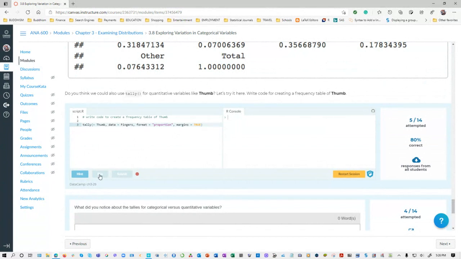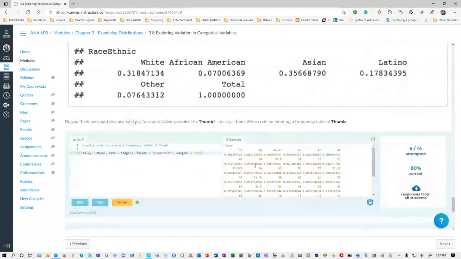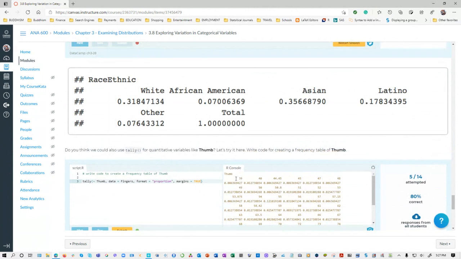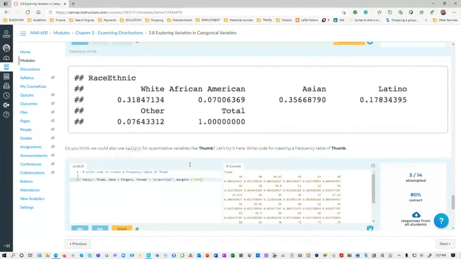Okay, let's see what's going to happen. Thumb, finger. For 39, how many times has it happened, and then the addition. These are the frequencies, how many times 39 has occurred.